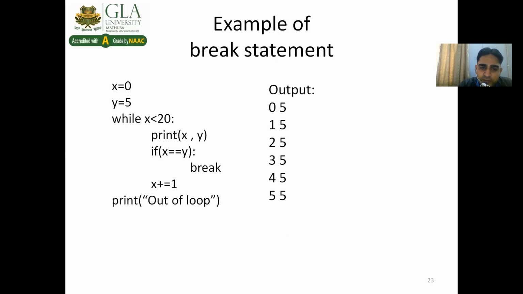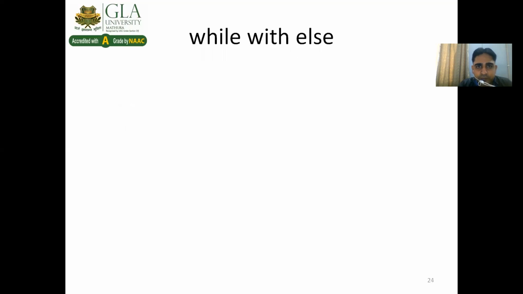And out of the loop, we have the print statement which prints out of the loop. So out of the loop will be printed. So you can see that though the condition x less than 20 is still true, we are out of the loop because the break statement is executed.